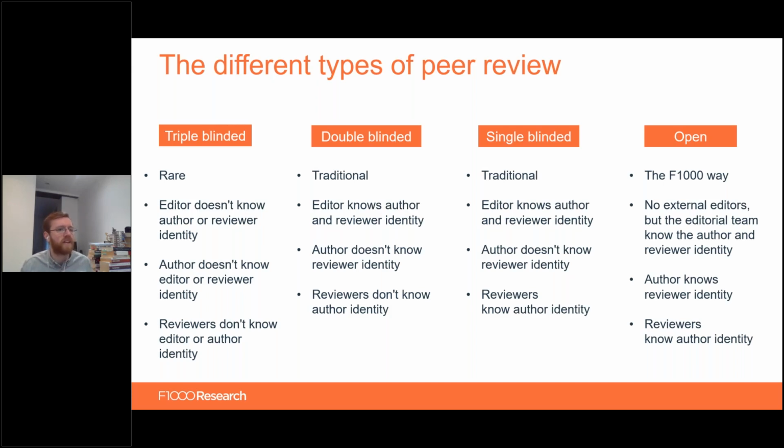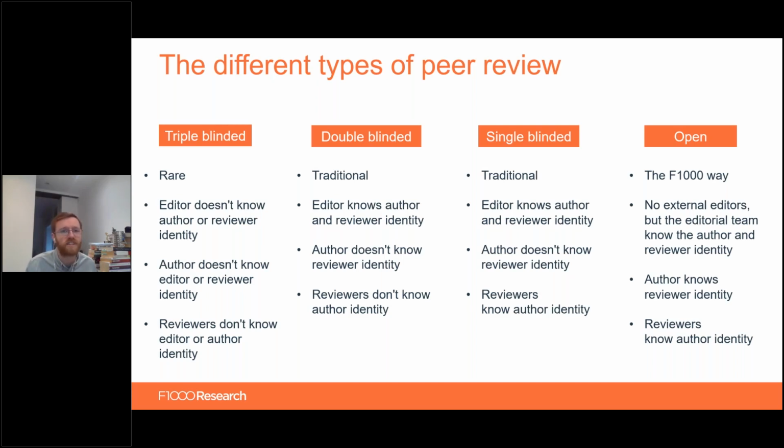The other variable in peer review is the level of blinding available. And blinding in peer review, for those who aren't familiar with the term, refers to who knows whose identity, and that can range from triple blind, which we see in the slide here, which is very rare. They're more common in the humanities and social sciences, where the editor doesn't know the author or reviewer's identity, the author doesn't know the editor or reviewer's identity, and the reviewers don't know the editor or the author's identity. This does occasionally lead to, and I'm sure some people may have come across this or be aware of it anecdotally, people occasionally being asked to review their own research, which is obviously something that we'd like to avoid.